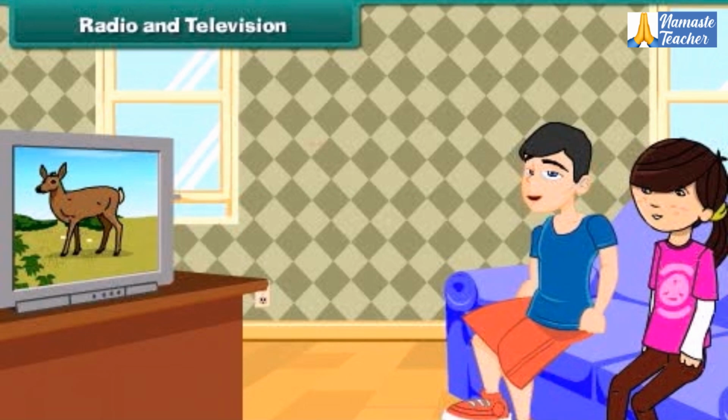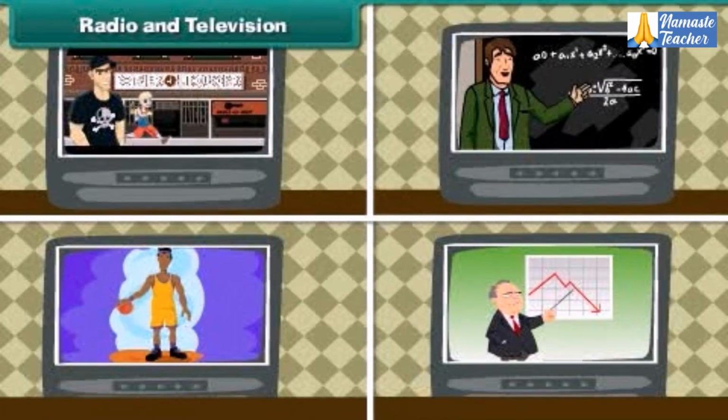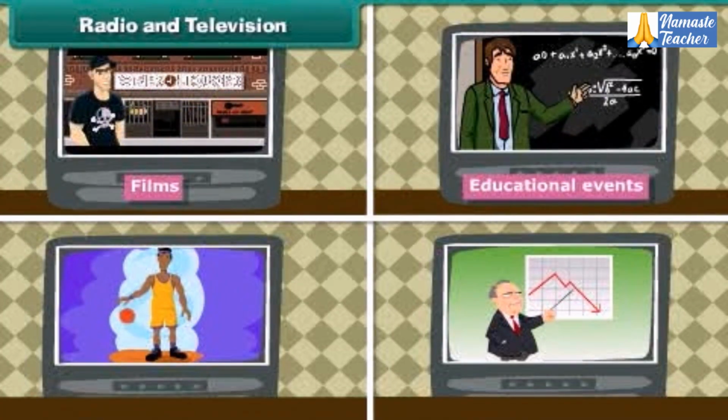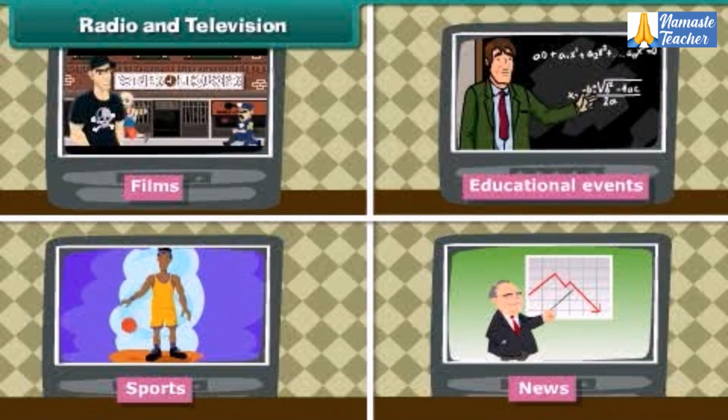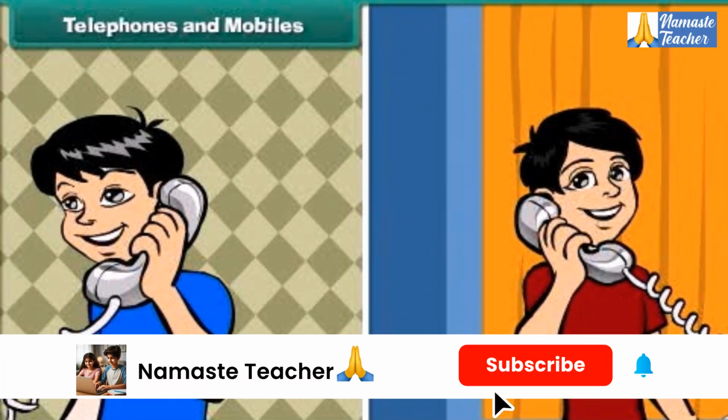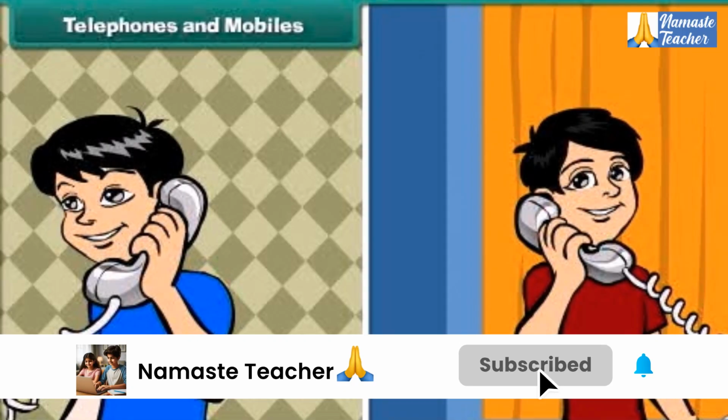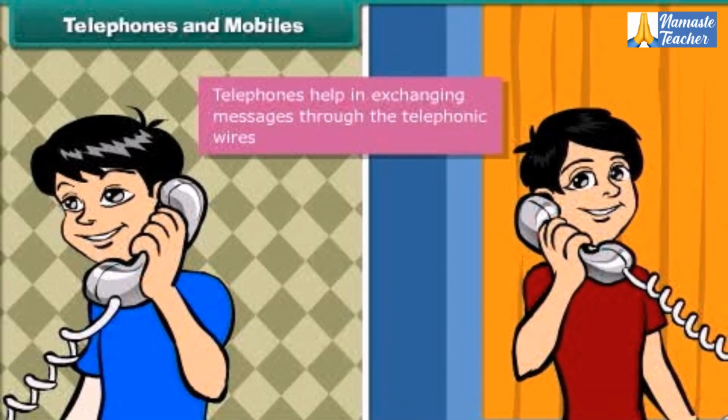Television helps us both to see and to hear what is happening far away. In our homes, we can watch films, educational events, sports, and news on television. Rick is talking with his friend Sam. He's using a telephone. Telephones help in exchanging messages through the telephonic wires. We can talk to any person at any place using telephones.